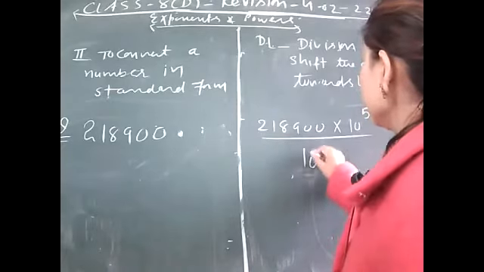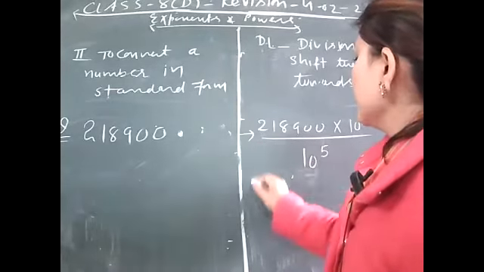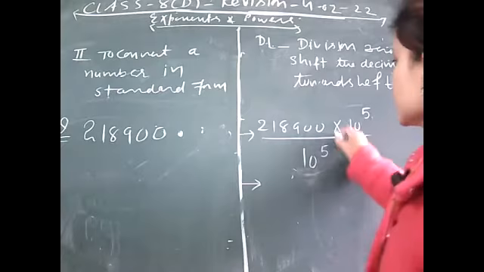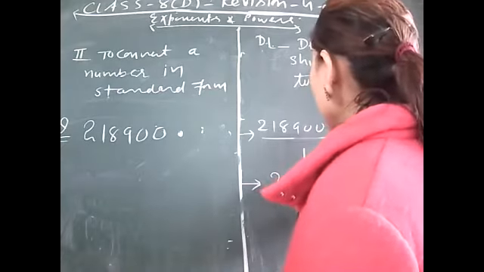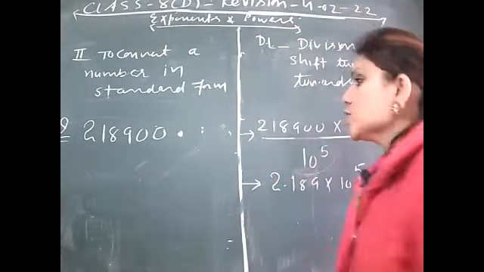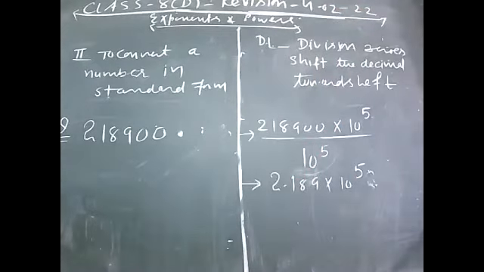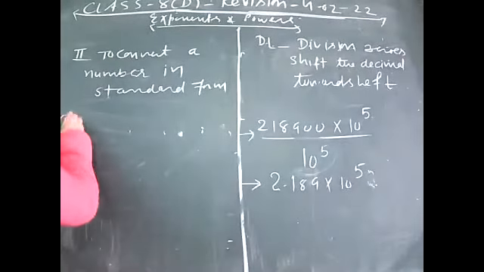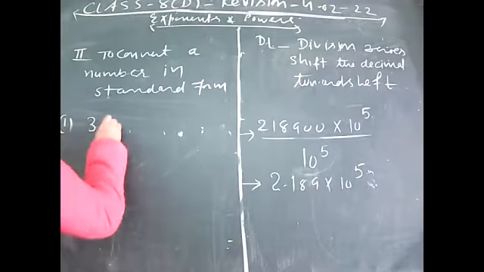At the same time, divide by 10 raised to power 5. So the decimal is to move towards the left side. It means division zero is helping us, and we are having 2.189 into 10 raised to power 5. So this is the way to convert the number into the standard form. I'm giving you some questions that you will do as homework. Convert the following into the standard form.